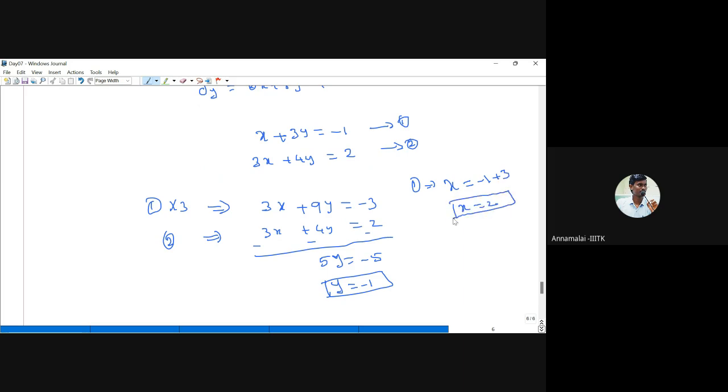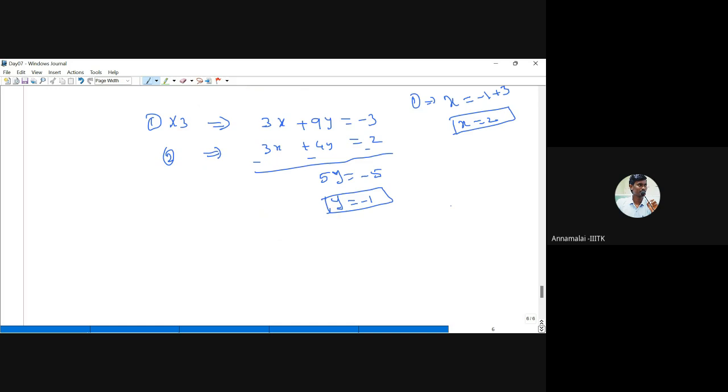Therefore, the critical point is 2 comma 1. Sorry, 2 comma minus 1. So we get only one solution, right? So therefore, 2 comma minus 1 is the critical point of the function g. Okay.